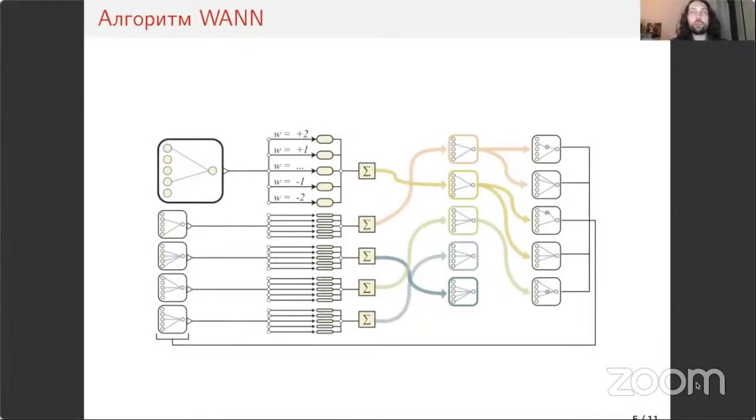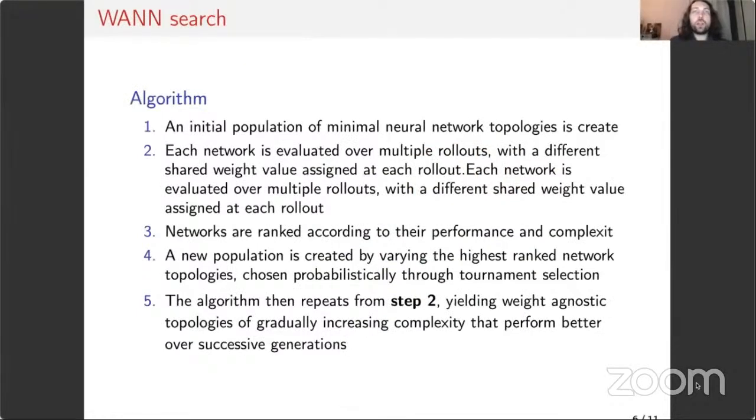We avoid weight training by choosing a single shared weight. The initial population is composed of sparsely connected networks, networks with no hidden nodes, and only a fraction of the possible connections between input and output. The search for WANN can be summarized as follows.